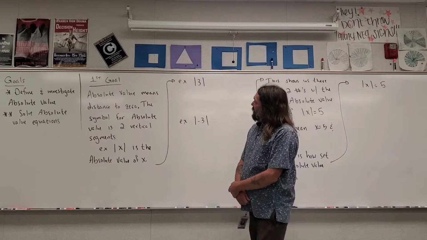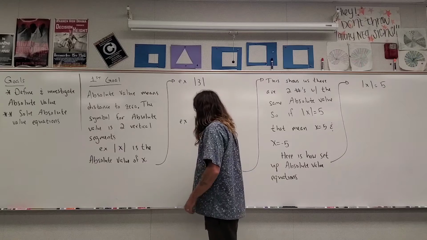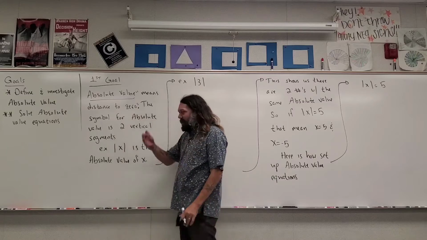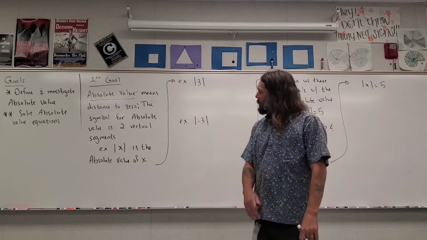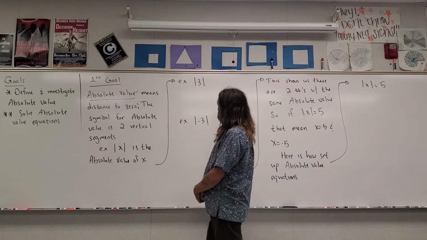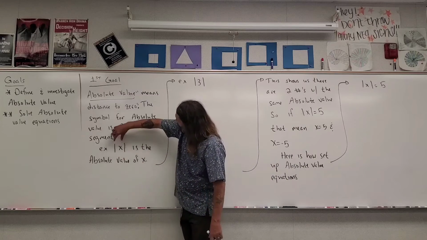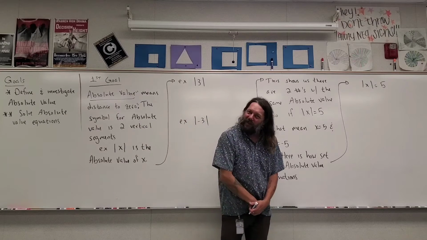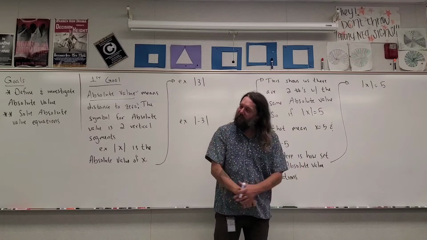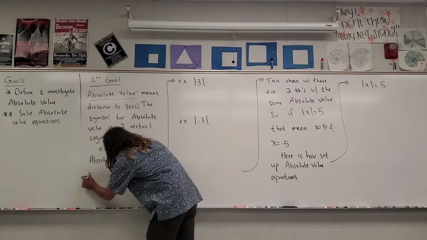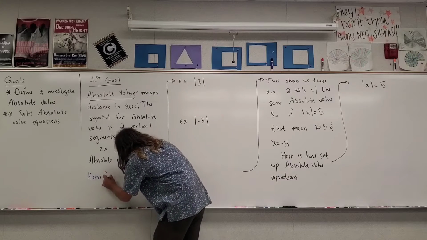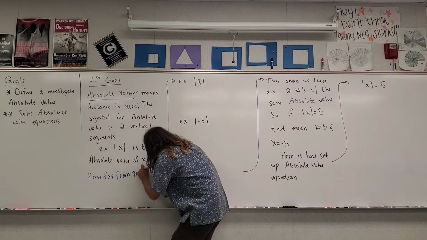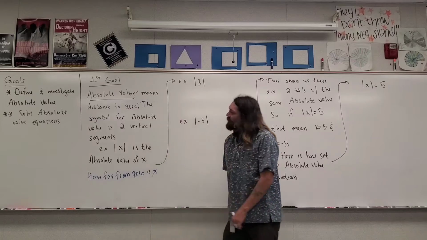Let's define absolute value. Absolute value means the distance to zero. Think about it only as the distance to zero, and it'll make a little bit more sense. The symbol for absolute value is two vertical segments. So there's my two vertical segments, and this is the absolute value of x. Think of it like this: how far from zero is x? Again, it's a distance to zero.